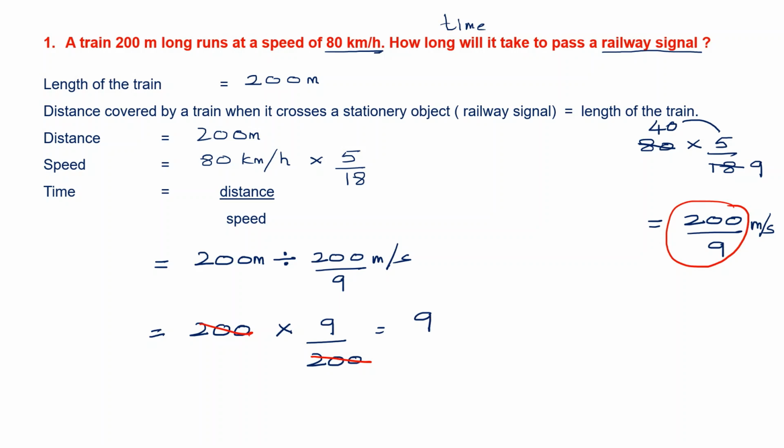And since we are looking at time, we are asking for time here. So it will be 9 seconds. Okay. So the answer to this question is the train will take 9 seconds to pass a railway signal.